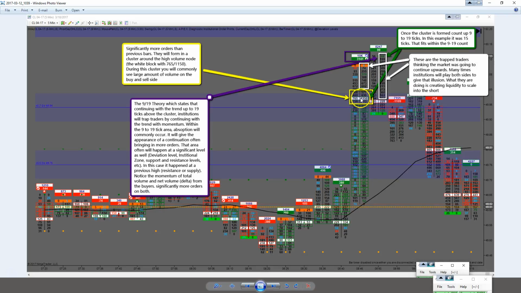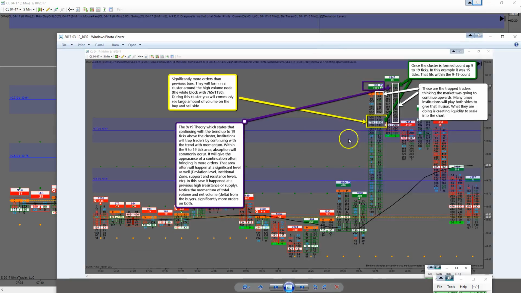So when this bar closed, you have this white bar here called the high volume node, or the control area, I believe it is, for order prints. And what you do is you want to count upwards, in this case 9 to 19 ticks, and see if that is some type of a level. So we'll just start with the bar. 1, 2, 3, 4, 5, 6, 7, 8, 9.